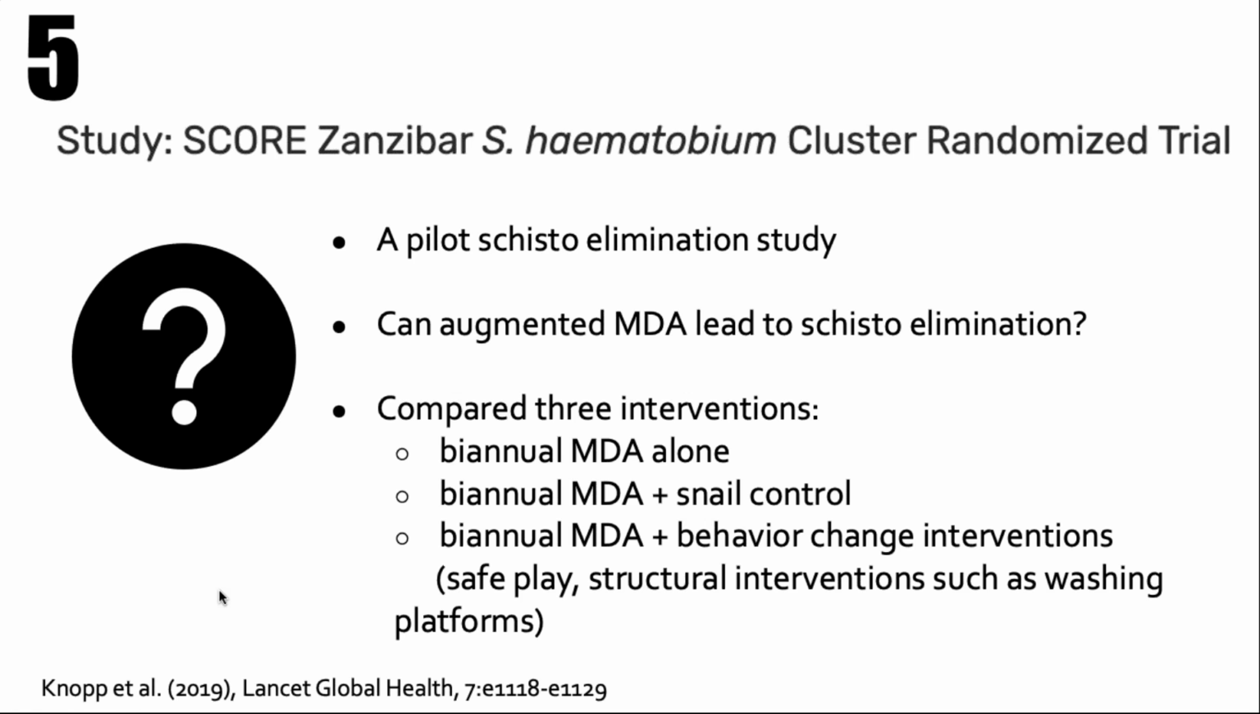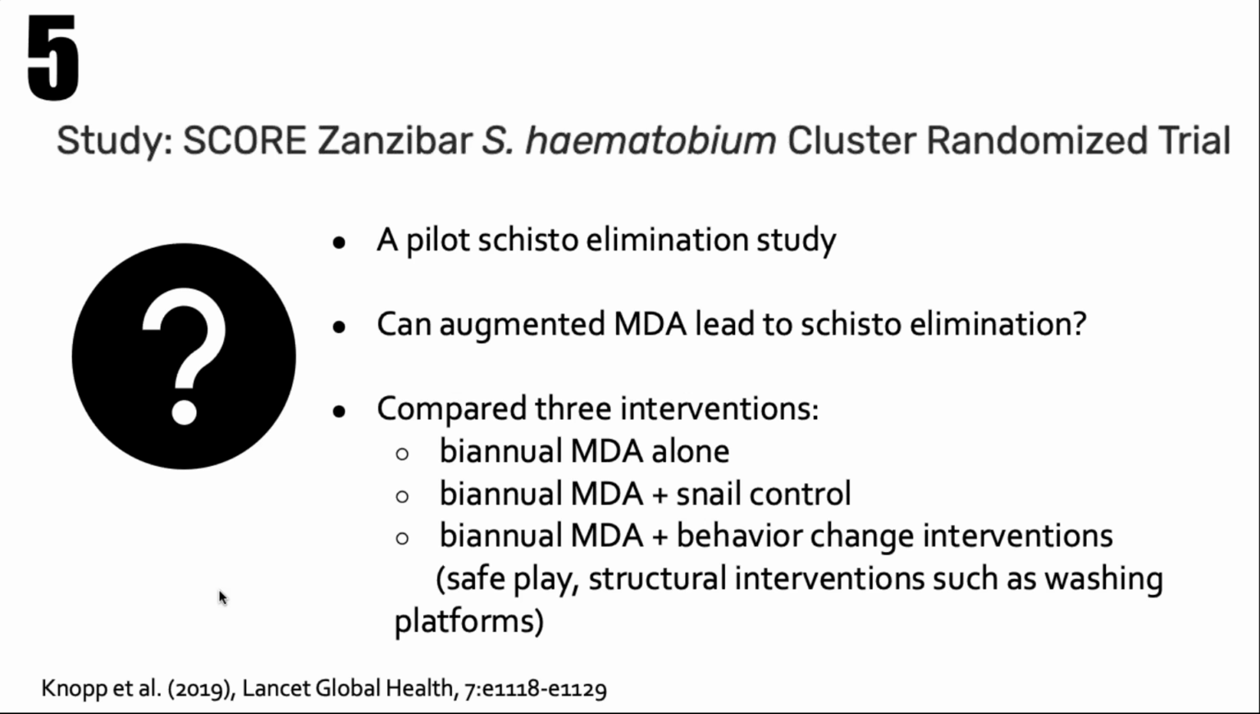The Zanzibar Cluster Randomized Trial was a pilot Schisto elimination study. It asked whether we can augment MDA with other interventions to nudge communities towards eliminating Schisto. So they compared 3 interventions: either MDA alone or MDA in conjunction with snail control, in which a chemical molluscicide agent is added to water to kill the intermediate snail hosts.